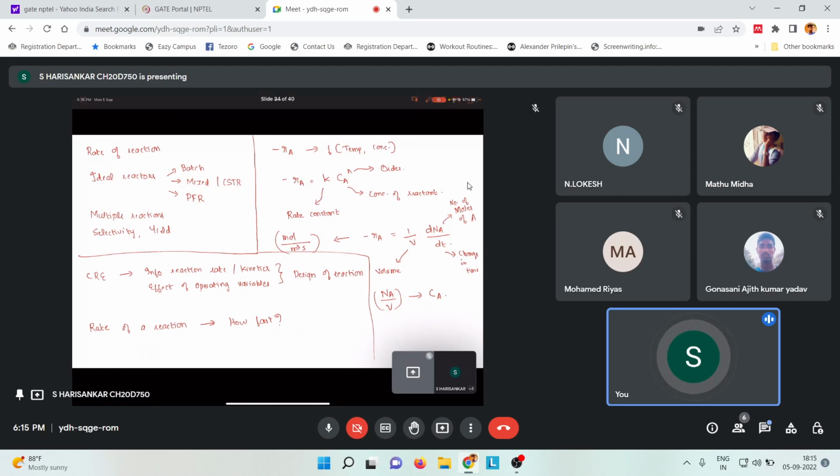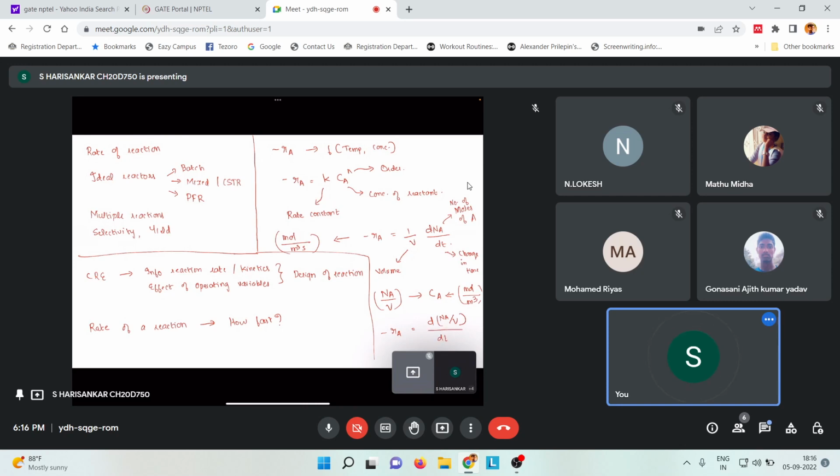So Na, the number of moles, the unit is mole, divided by V, which is meter cube, is nothing but the unit of concentration of a substance. So we can rewrite this rate equation, minus Ra is equal to dNA by V, for a constant volume.